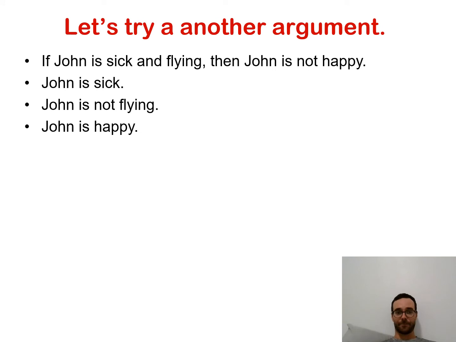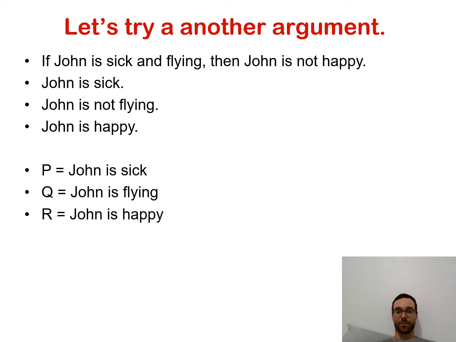So let's take another. If John is sick and flying, then John is not happy. John is sick, John is not flying, therefore John is happy. We have 3 simple propositions, and we would rewrite this in symbol form as: if parentheses P and Q, then not R. P, not Q, therefore R.